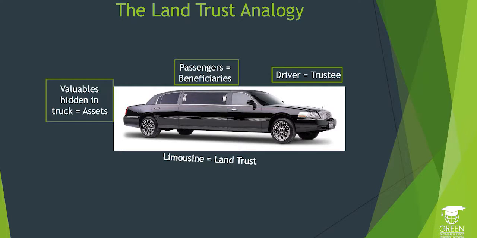Then the assets of that land trust, and there can be multiple assets, are in the trunk, right? So the valuables are in the trunk of the limo. So here you have the beneficiary, the trustee, and the assets, that piece of real estate, for example, all in this limousine. And that's why I like to use the limousine. You've got everything I need in that picture there to show you how that land trust would look and work. Okay, so let's move on now that you got that understanding of it.